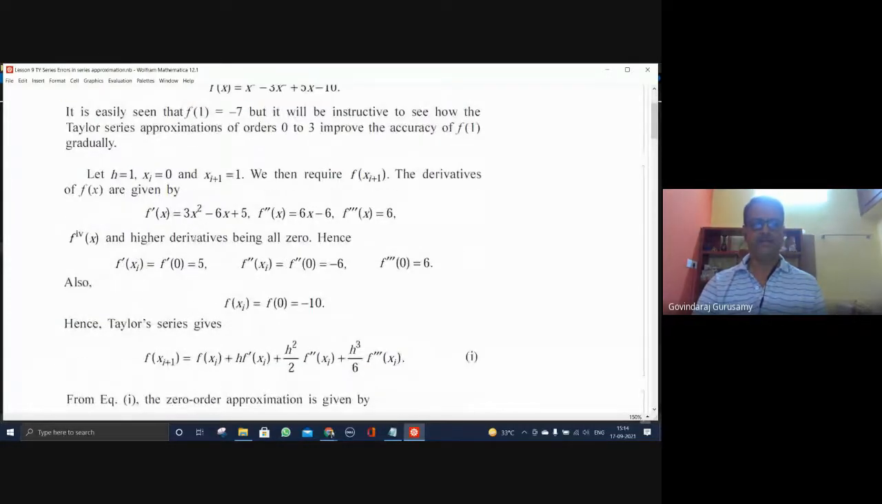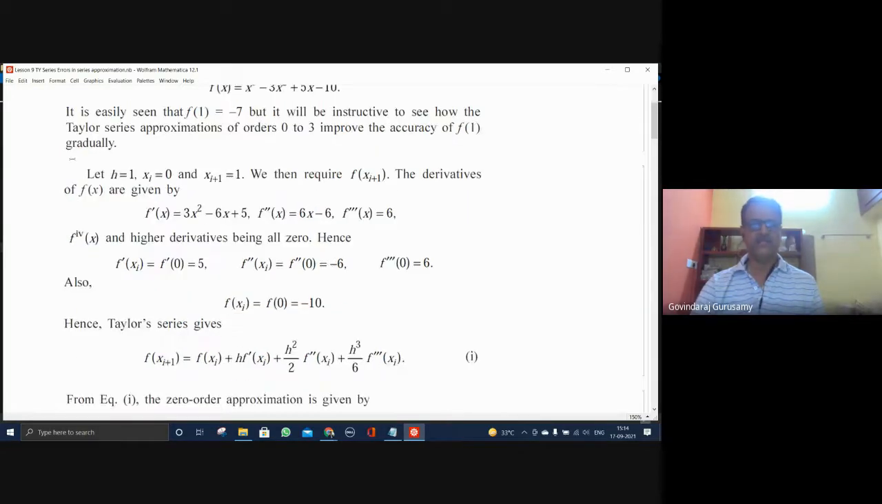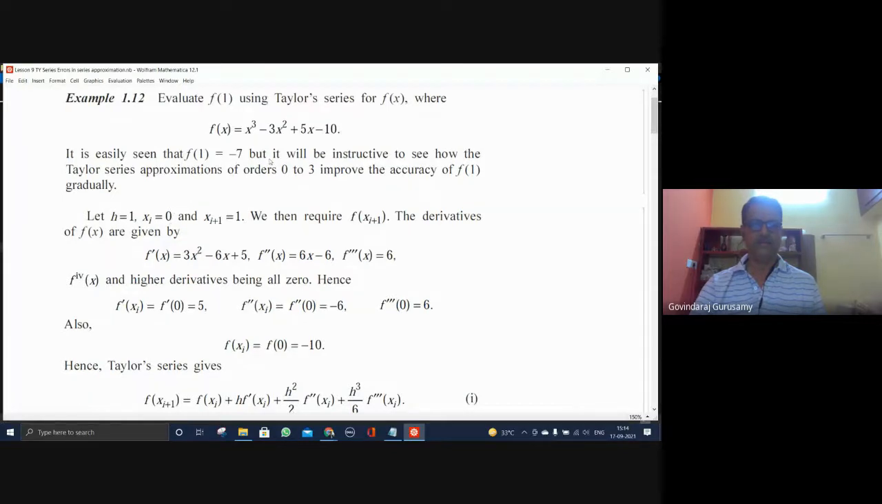Okay, so now let's look at this problem. What is given? F of 1 is minus 7. That should be obtained using a Taylor series. Now, h is an important quantity in the Taylor series. That's going to be x of i plus 1 minus x of i, which means the difference between x of i plus 1 and x of i is going to be your h. That's going to be 1 in this case. I think there will not be any issue in understanding this for this case.